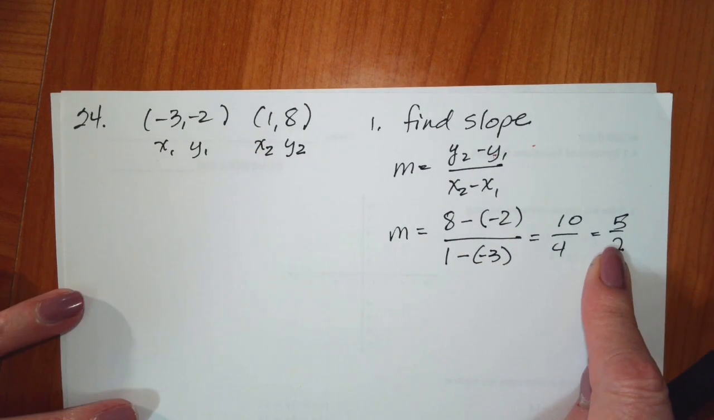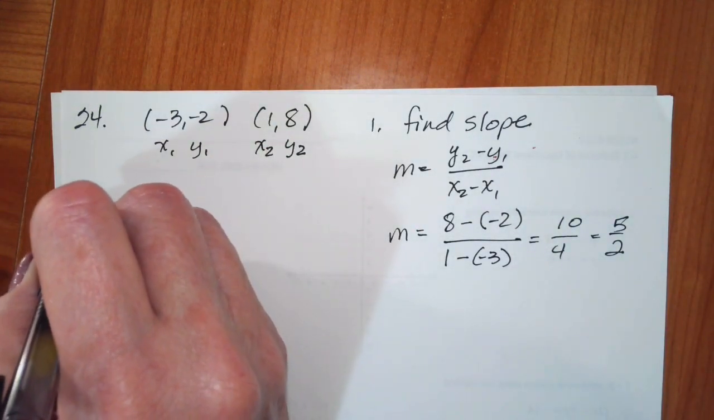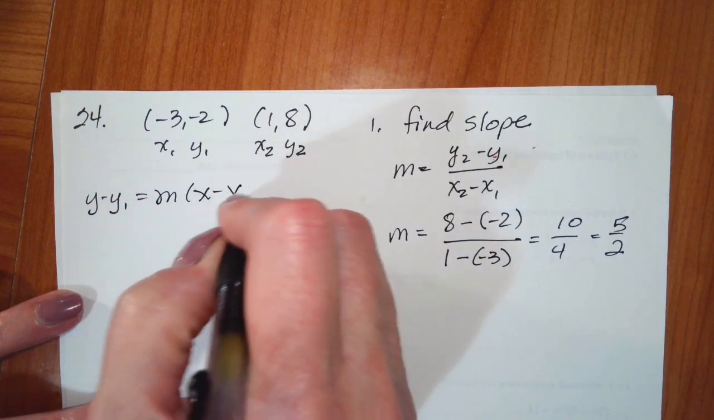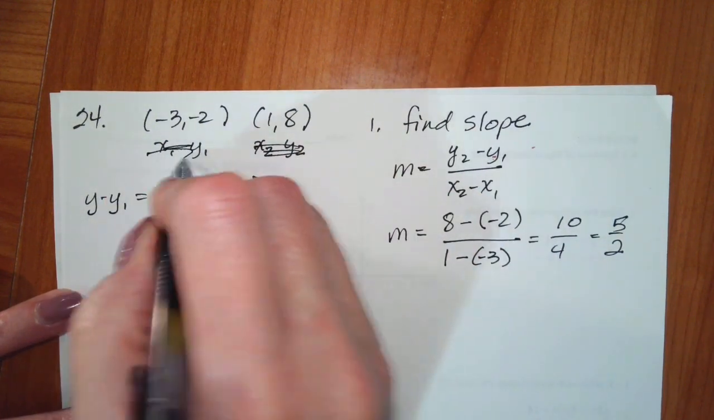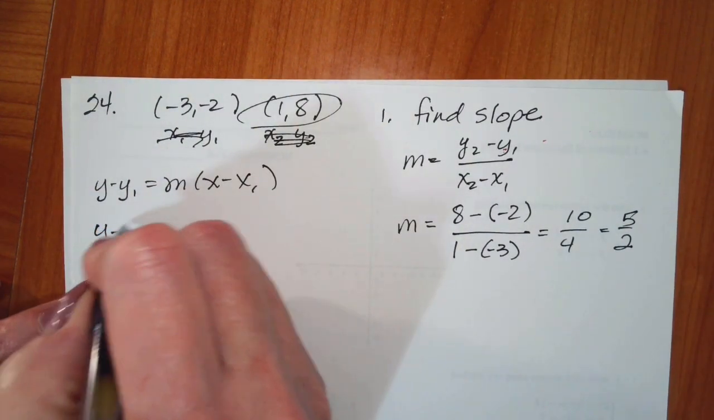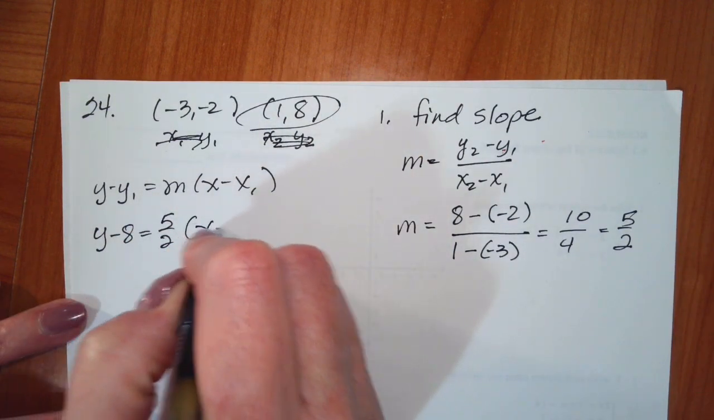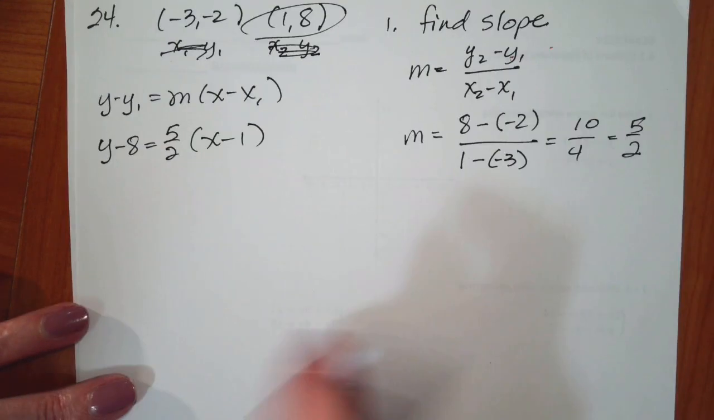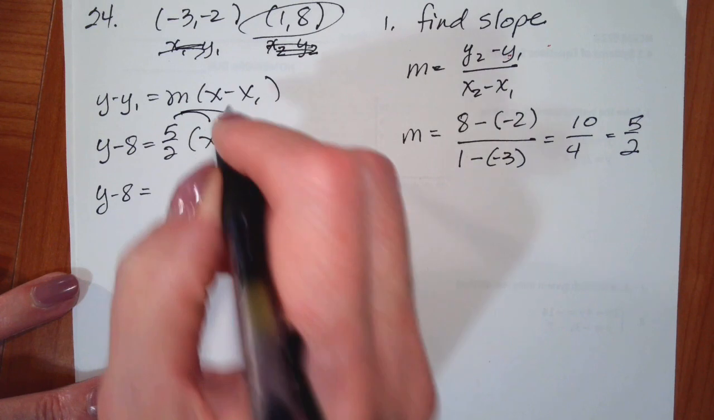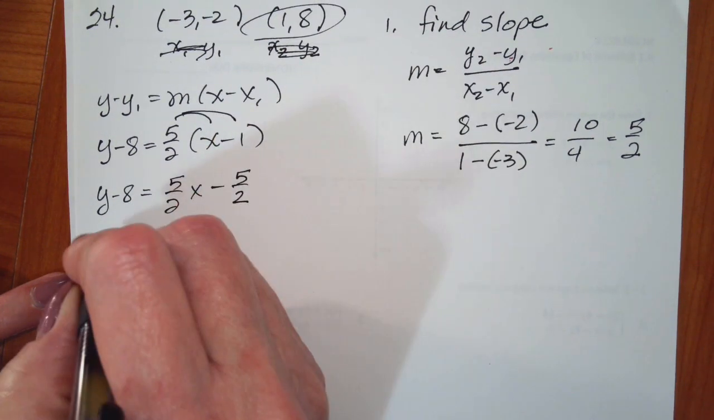All right, so I'm going to use this as my slope and one of the points and use the point-slope form, which is y minus y1 is equal to m times x minus x1. I'm going to use this one because they're all positive. So I know y minus 8 is equal to 5/2 times x minus 1. So that gives me y minus 8 is equal to 5/2 x minus 5/2.